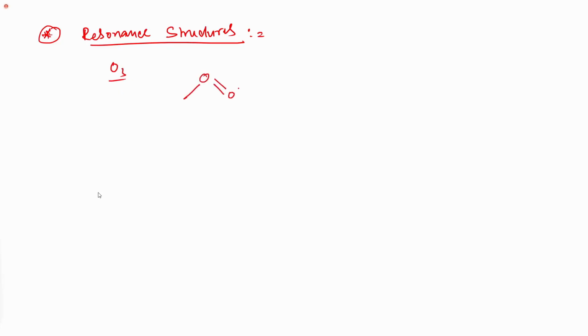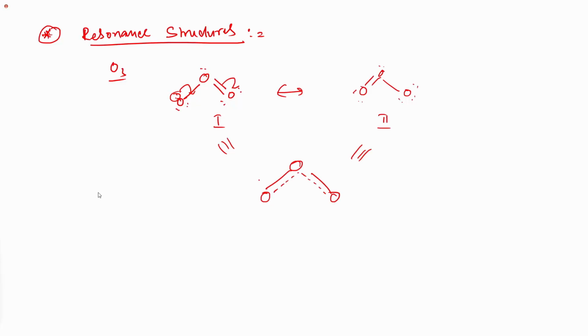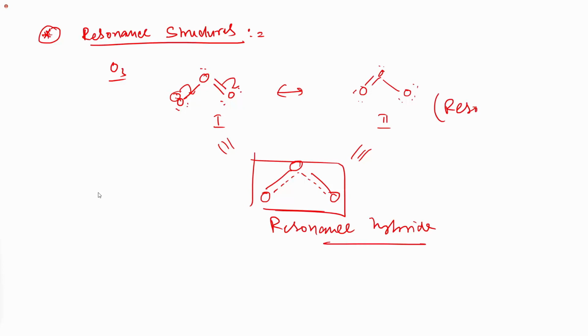If you draw that ozone, this is a Lewis structure. If you ask for another resonating structure of O3, another will be like that. So this is one resonating structure, this is another resonating structure, but both are equal. This is called the resonance hybrid, and these are called resonance structures.